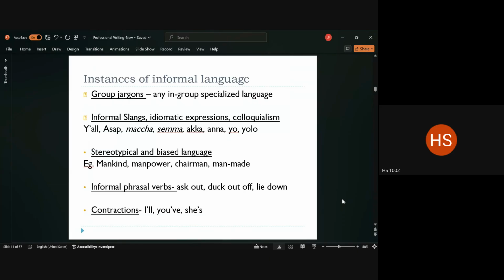Okay, so stereotypical and biased language includes all of this, right? So you change mankind to humankind or human. You change manpower to, what can you change manpower to? Human resource, right? Usually that is what you use in human resource. Chairman, you can simply say chair. You don't have to say woman or man or anything. Simply say the chair of the meeting. That's a neutral term.